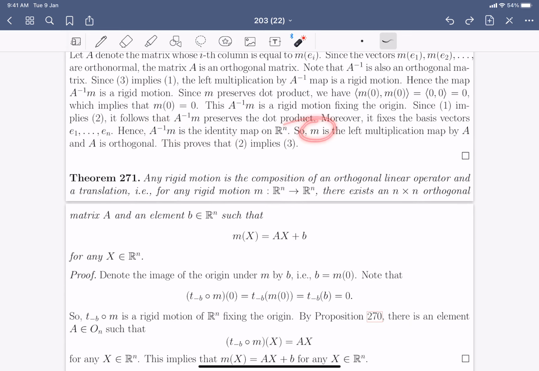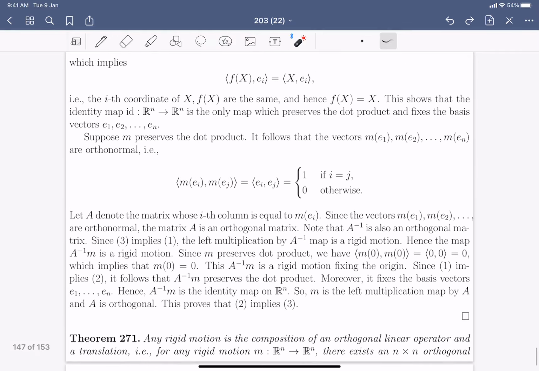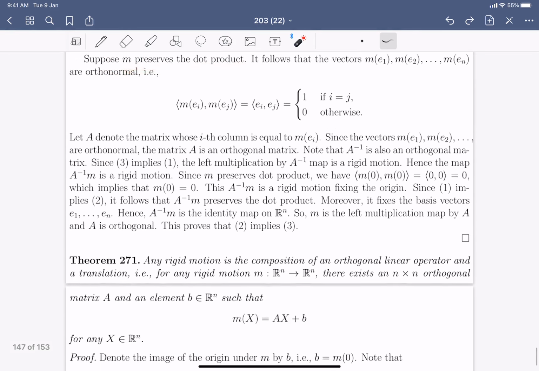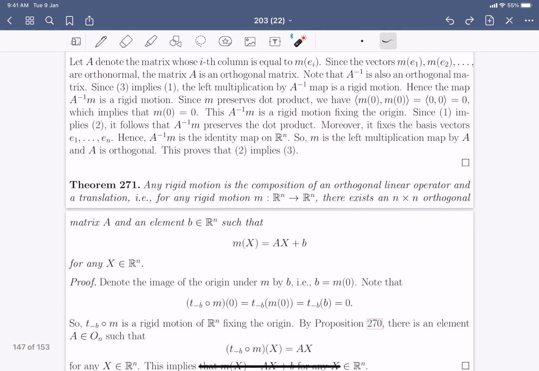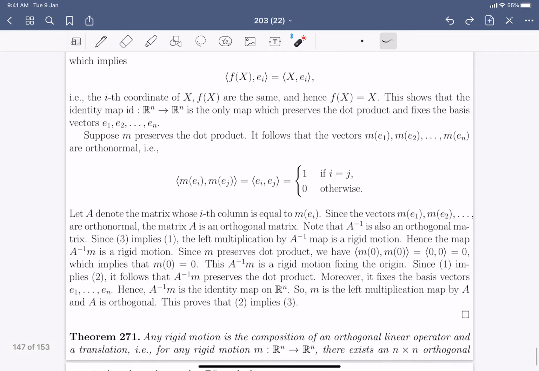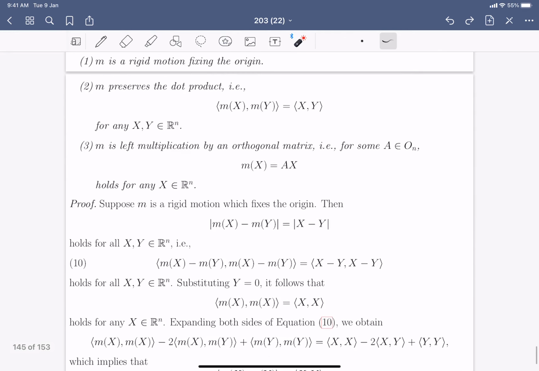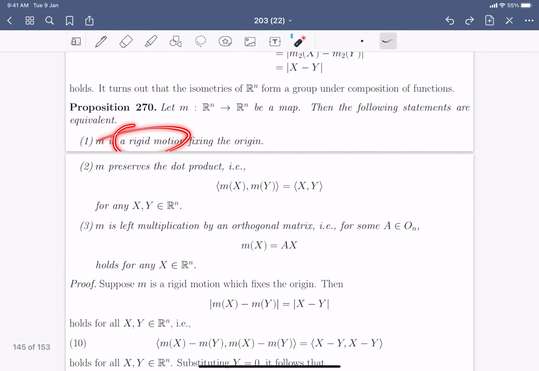So M, the map that you started with, assuming that it preserves the dot product, has to be the left multiplication by A map, where A is orthogonal as observed before. So we established that 2 implies 3. Great. So we have obtained certain equivalent criteria for the rigid motions of Rn that fix the origin.